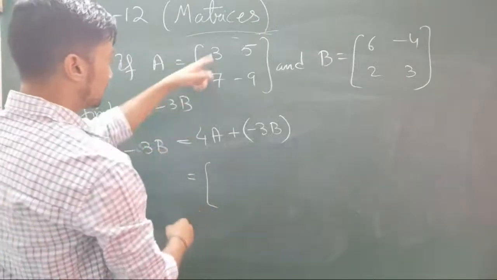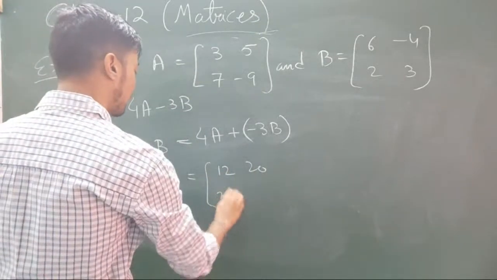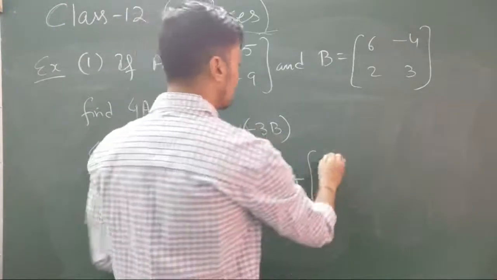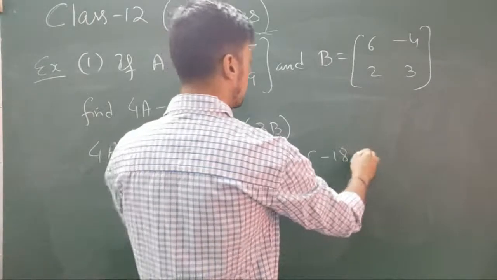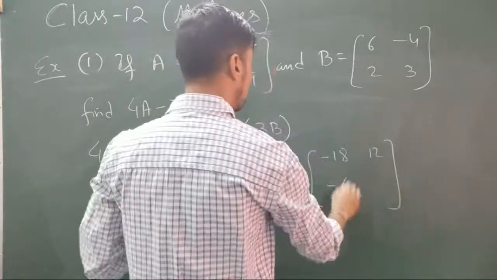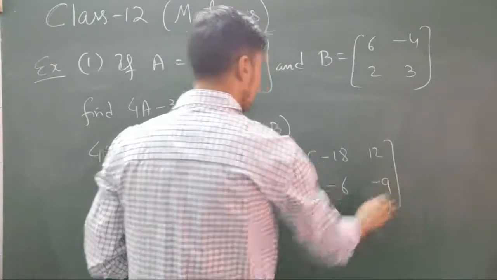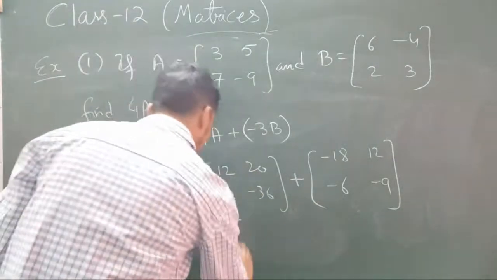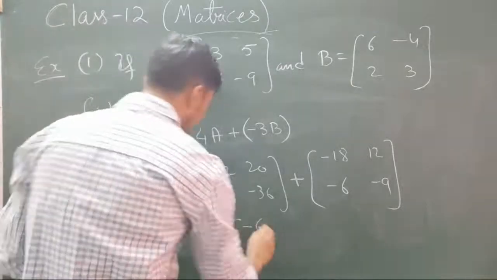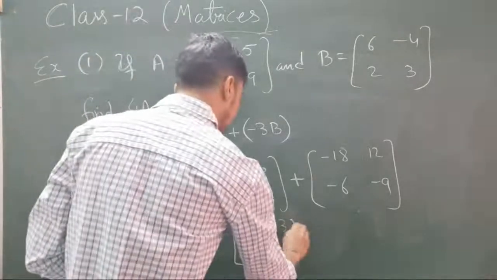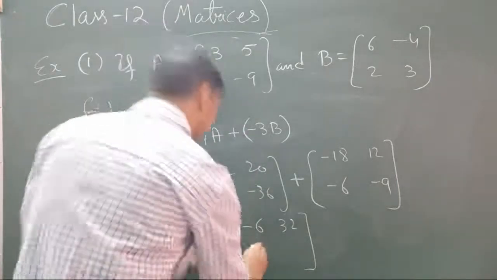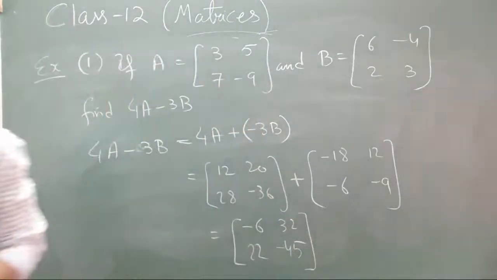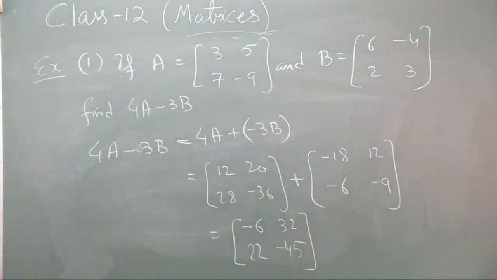So 4 into A, I'll just do it. 4 3s are 12, 4 5s are 20, 4 7s are 28, 4 9s are 36. Plus minus 3B: minus 3 times 6 is minus 18, minus 3 times minus 4 is plus 12, minus 3 times 2 is minus 6, minus 3 times 3 is minus 9. Actually, we can just do subtraction also, but as I say, some are very specific about all this. Otherwise, it's fine. 20 plus 12 is 32. 28 minus 6 is 22. 36 minus 9. So the matrix is minus 6, 32, 22, minus 45. That's how we will be doing it.